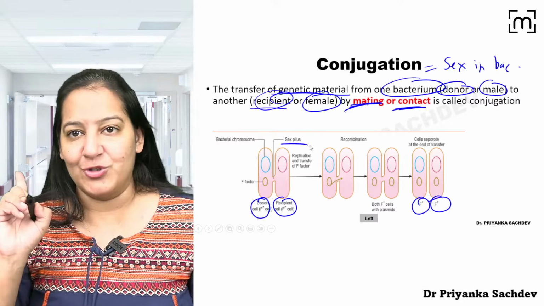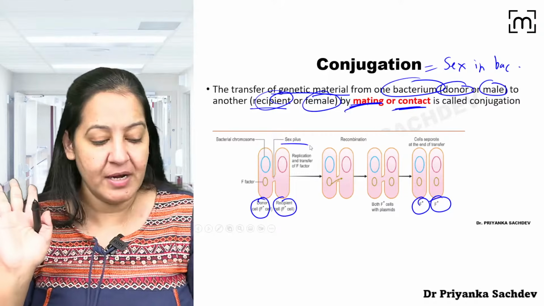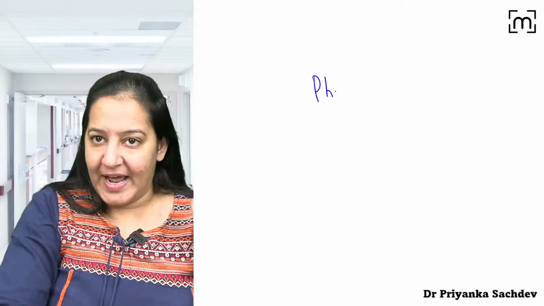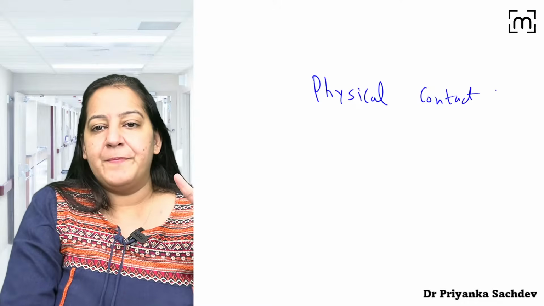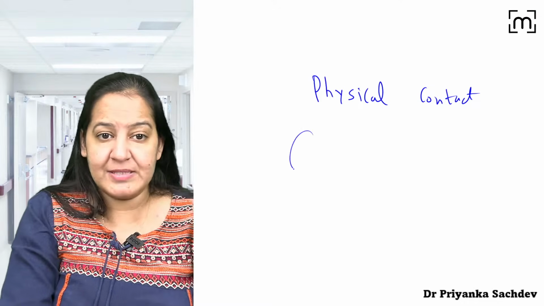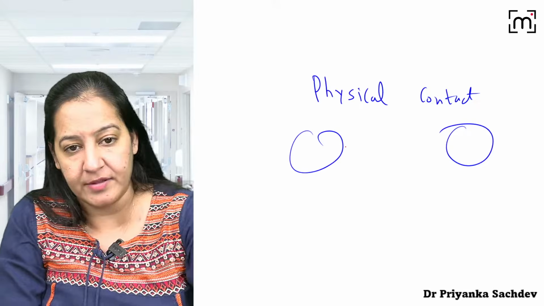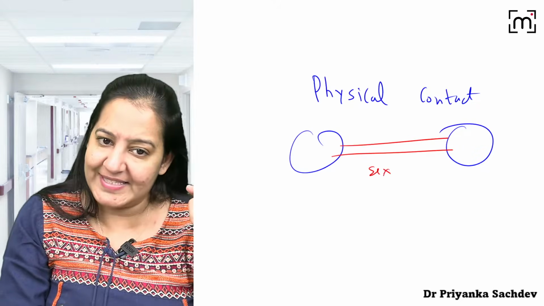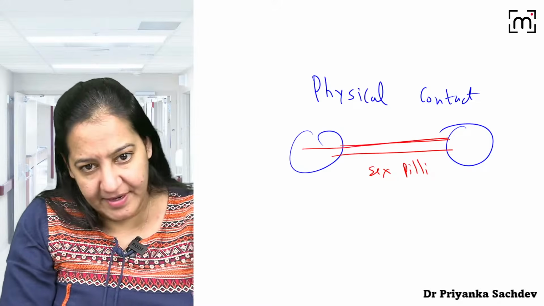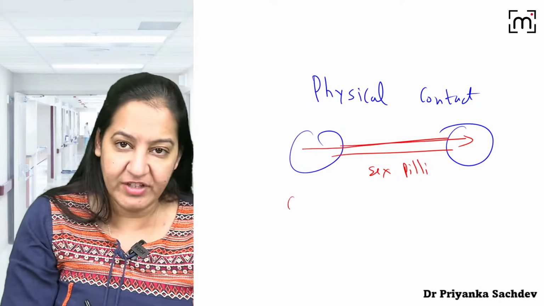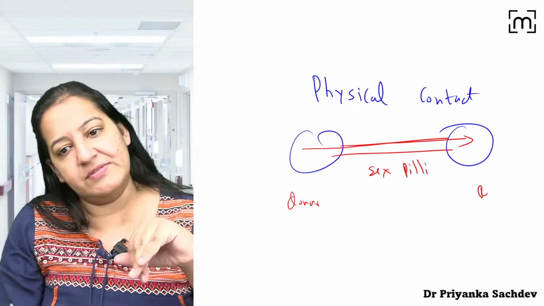So this is known as conjugation. Basically, the definition of conjugation is physical contact between two bacteria, and the genetic material is transferred from one bacteria to another through a tube. That is known as a sex pilus, sex pili, a sex tube. And the genetic material is transferred from one to another. The one which gives is a donor. The one which receives is a recipient.